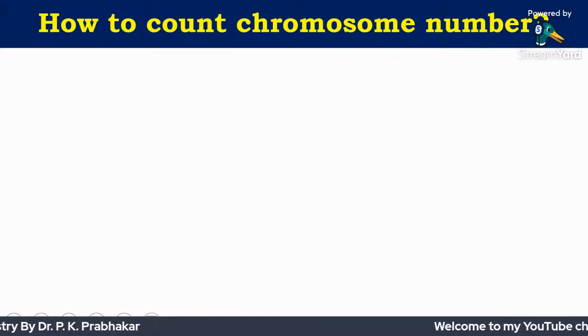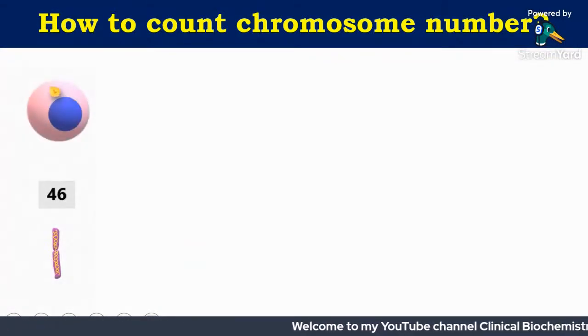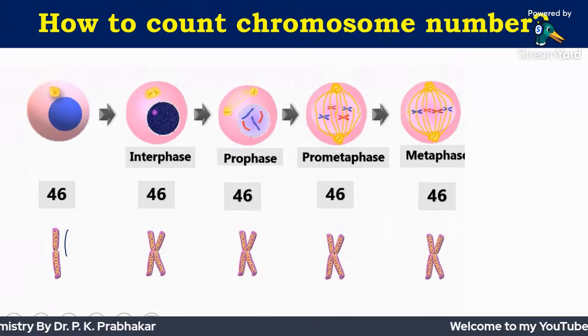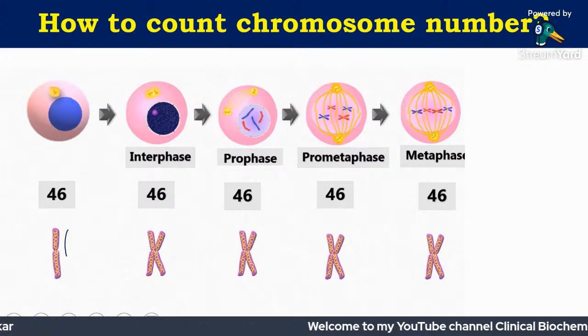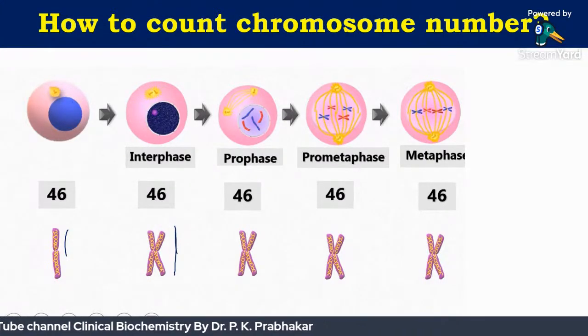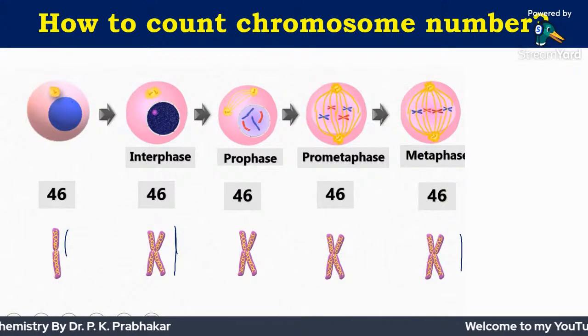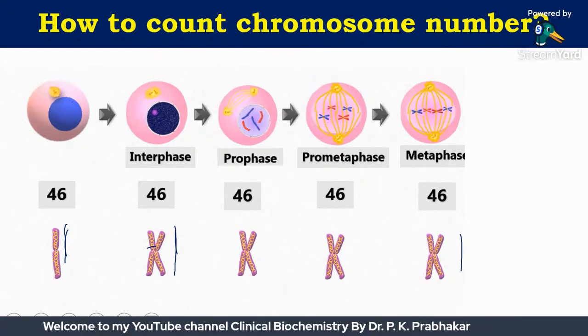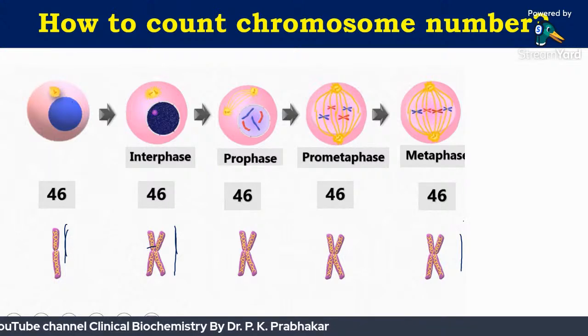How are we going to count the chromosome number? If you see here, this is a normal cell, where we have 46 chromosomes. In interphase, the chromosomes are duplicated and both duplicated portions are joined at the centromere. So the chromosomes look like this up to metaphase. The duplicated, double-form replicated chromosomes are associated at the centromere positions up to metaphase, and we have 46 chromosomes.